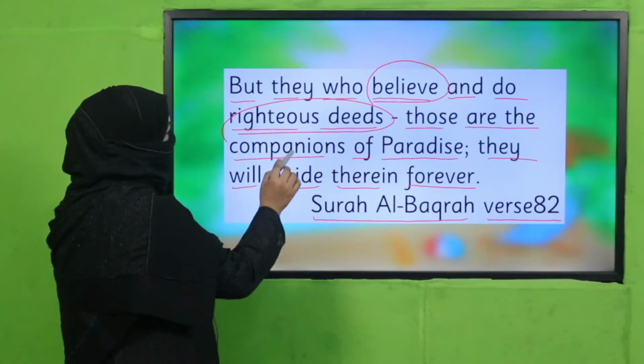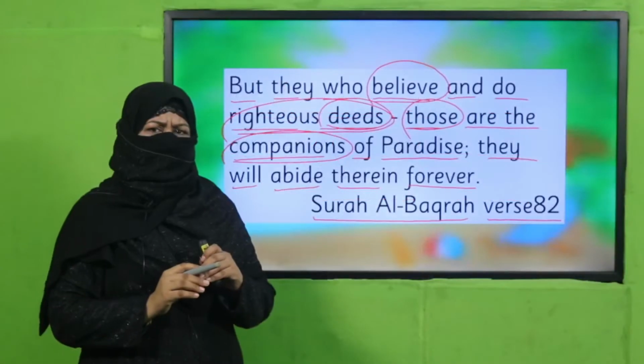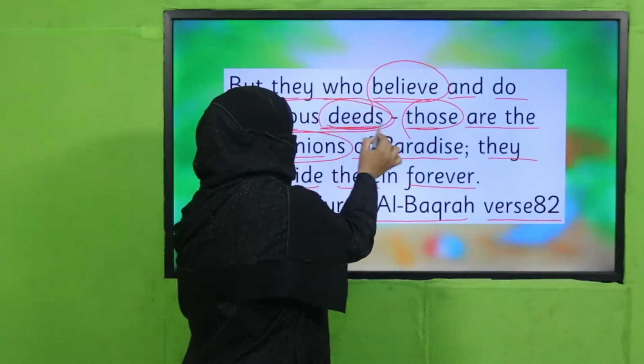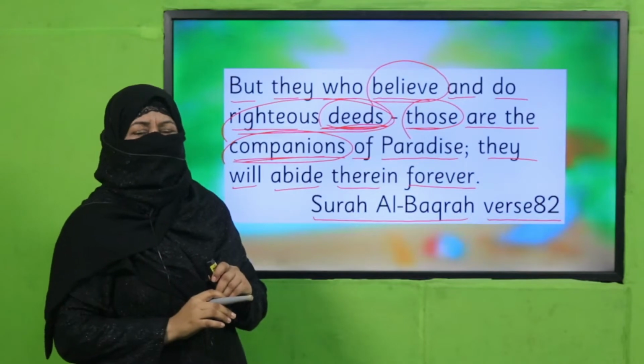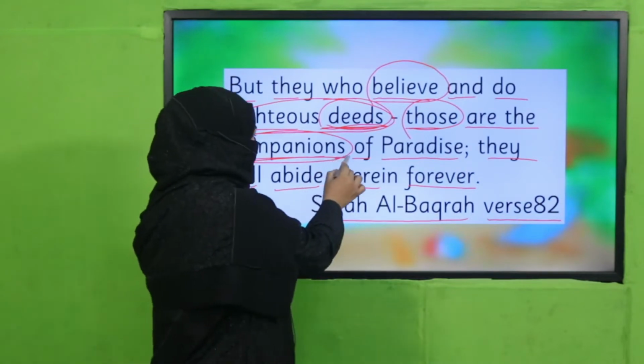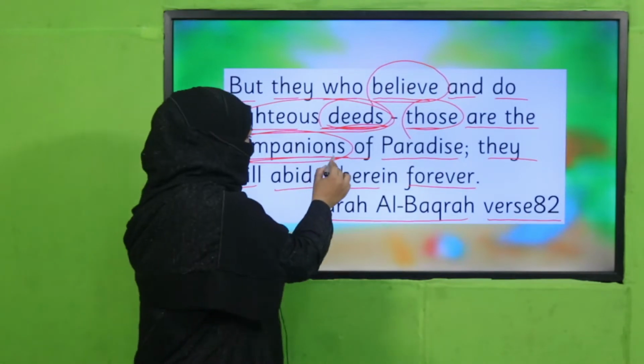Now, my dear children, look at these words. Deeds, companions, right? What type of nouns are they? Deeds and companions, they are plural, right? They are telling us it's more than one. We have learned how to recognize because S is there.